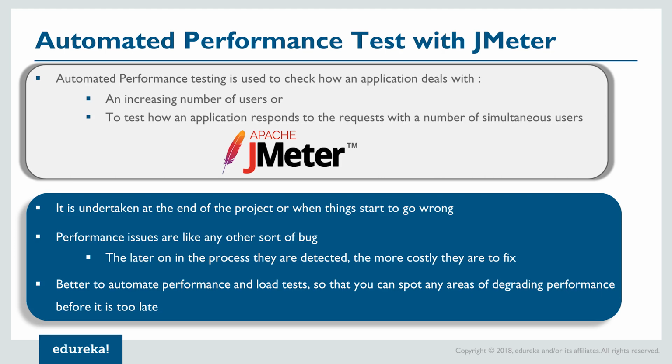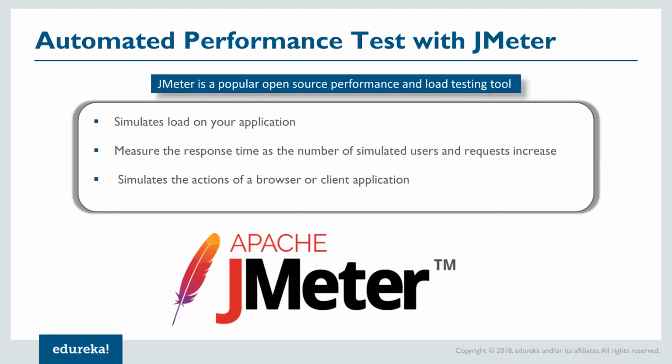So we always talk about shifting left when we talk about DevOps. You don't wait for your application to degrade, rather you proactively test your application with simulations of multiple users and multiple hits. You increase the stress on your application and see how it behaves. So that way you are taking a proactive measure, and you're not waiting for your application to go wrong or go down. Now talking about JMeter, it is a popular open source performance and load testing tool. It simulates load on your application as we have spoken.